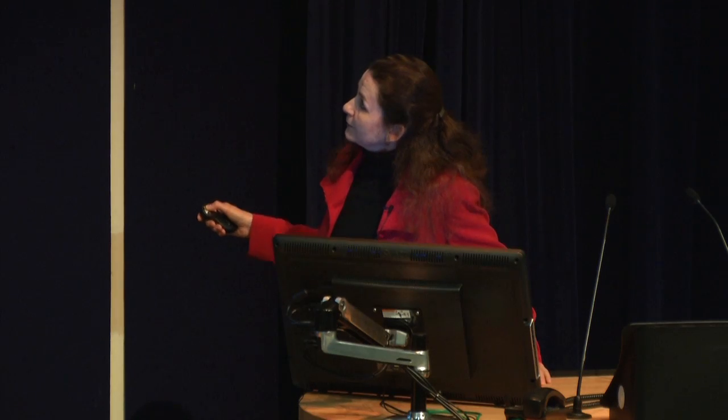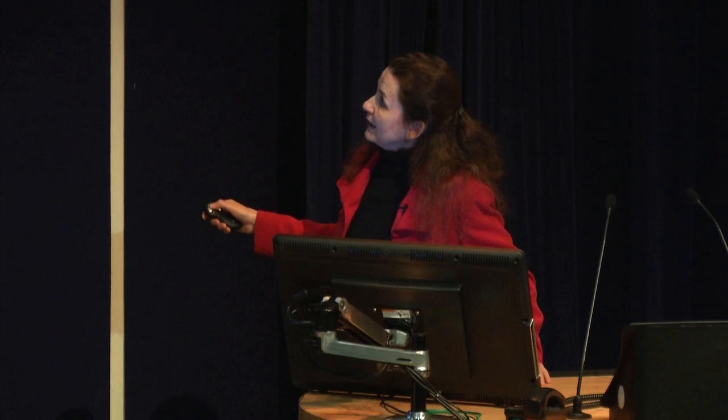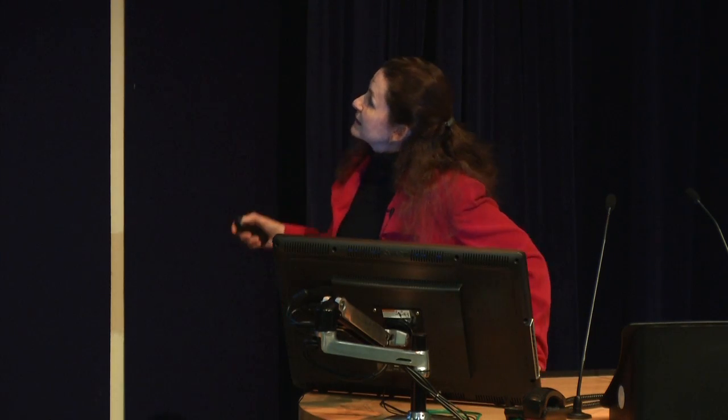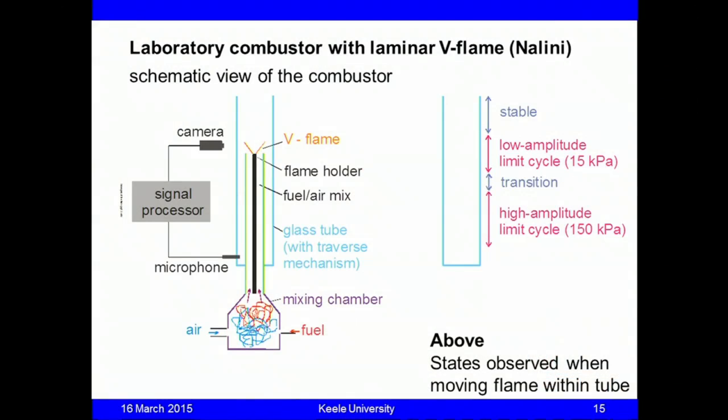Right, when Nalini moves the V flame within the tube, he observes a number of different states. So starting at the top, if the flame is at the top, it's stable, so no noise. If the flame is moved further down, he observes a low amplitude limit cycle. It's a kind of sound that's not too unpleasant. Then there's a transition region where you don't know exactly what is happening. And then there's a region of a high amplitude limit cycle, which is really quite unpleasant when you hear it.